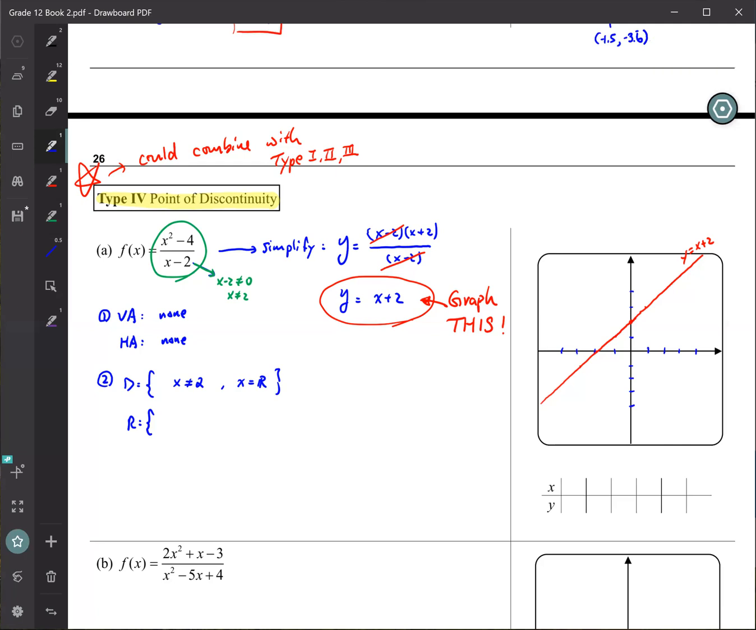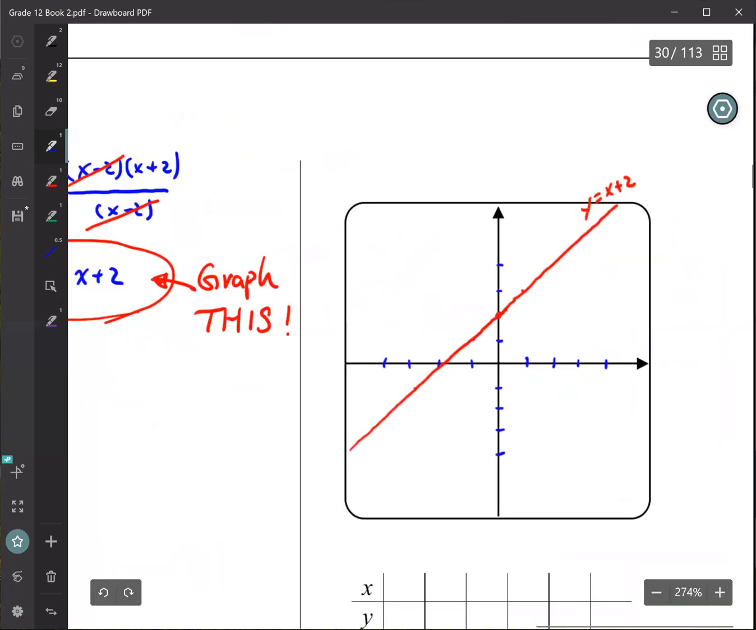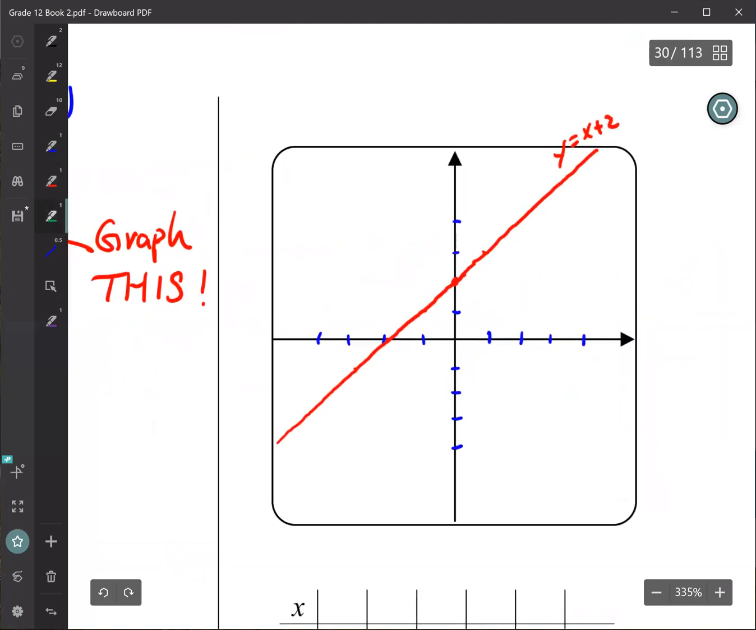Okay, so back to the domain and range, right? We said that for the domain, x cannot equal 2. So 2 is here. So that means you go up, and then on the line, you have to dig a hole. Okay, that's why it's called the point of discontinuity. So at 2, I need to redraw the line here. At 2, I need to go up and dig a hole there. Right? Empty hole.